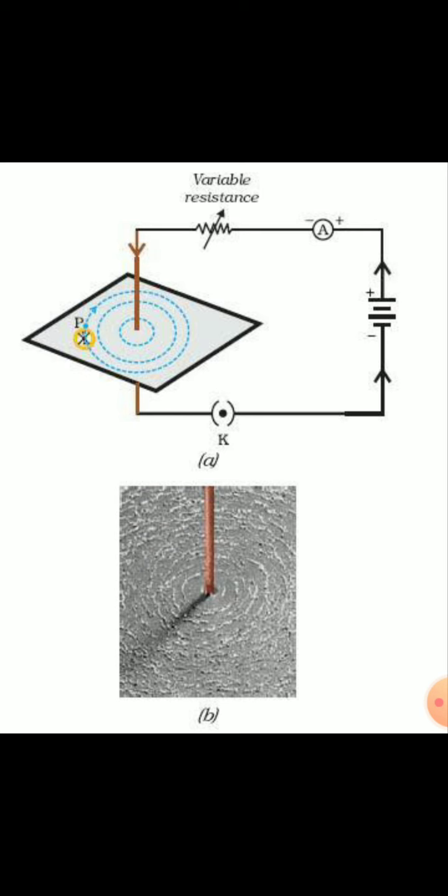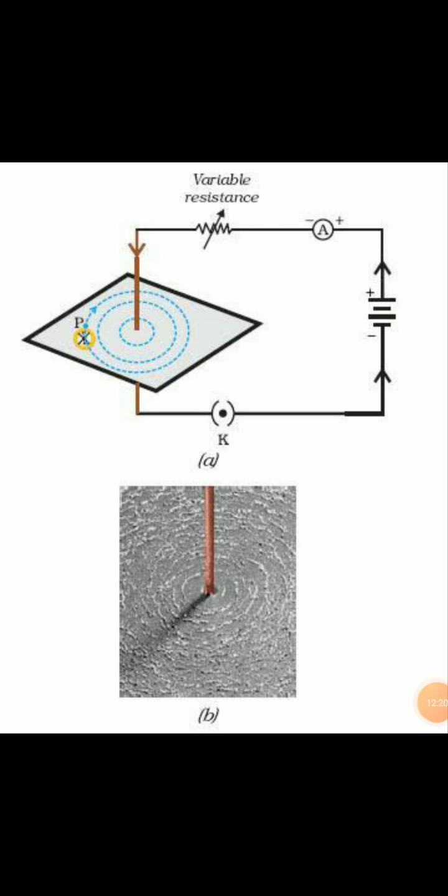Concentric circles means what? They have a single center, and all the circles around it have the same center, right? And this way the patterns will be circles. I am sure that you know what concentric circles are, right? The circles which have the same center. So this way the pattern of the iron filings will be.